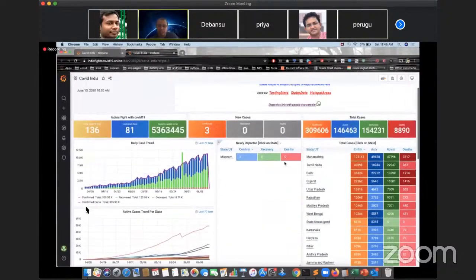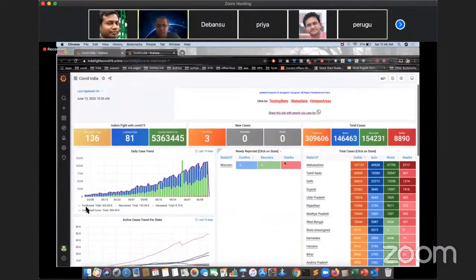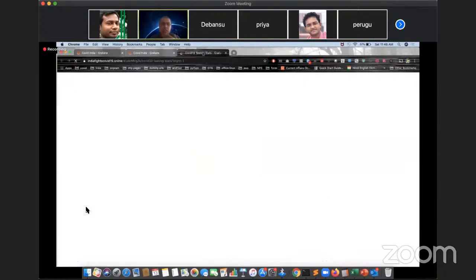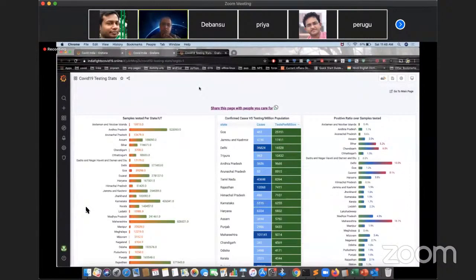Then let me take you to the different layers. So this is what Priya was talking about. This is the main dashboard, the national stat dashboard. From here, let me take you to the testing stats. Testing stats is nothing but information on how many tests are done and what the population is. Based on that, we have done this calculation.